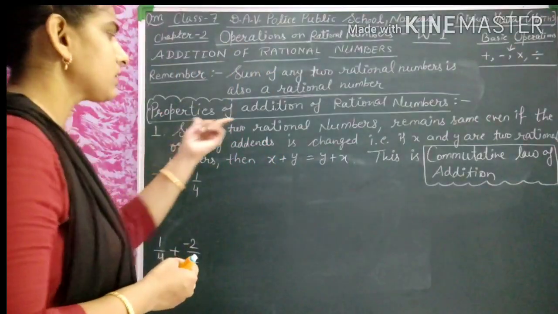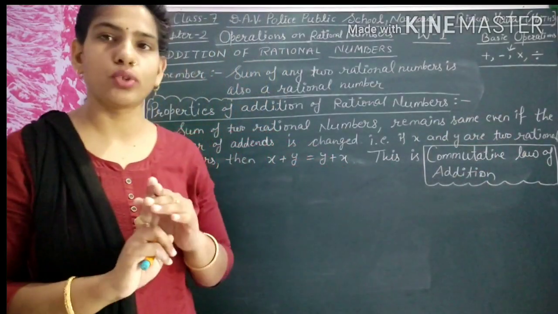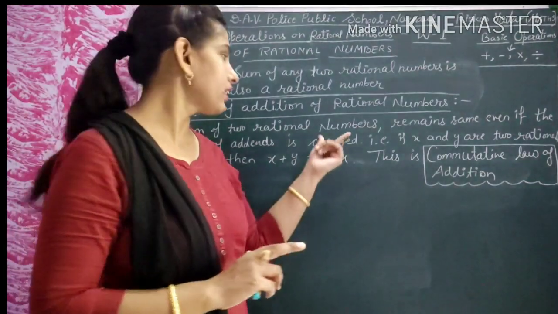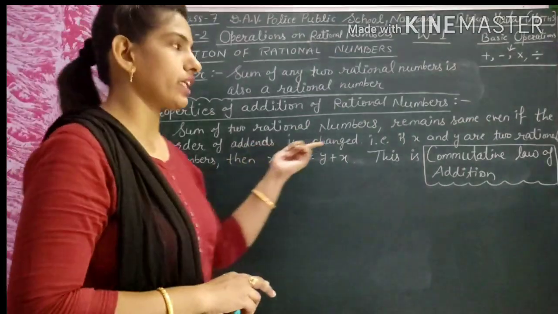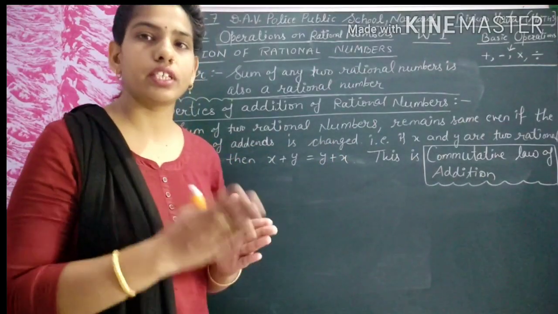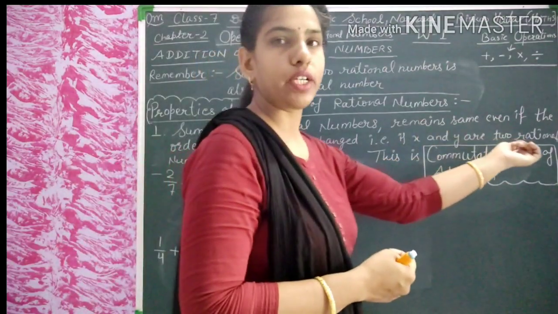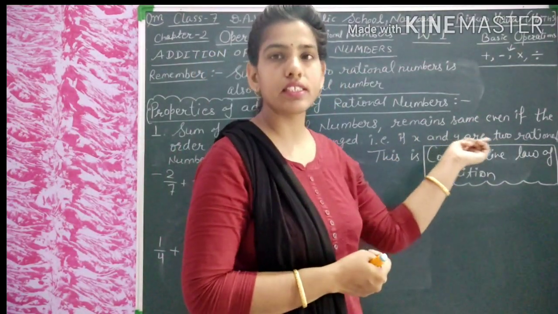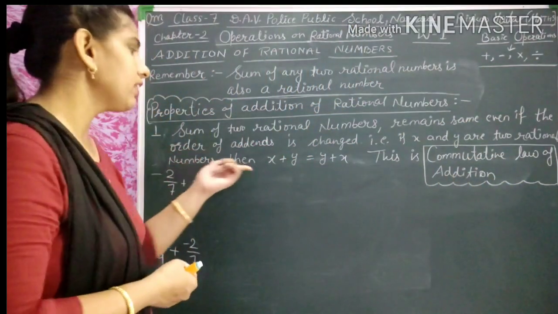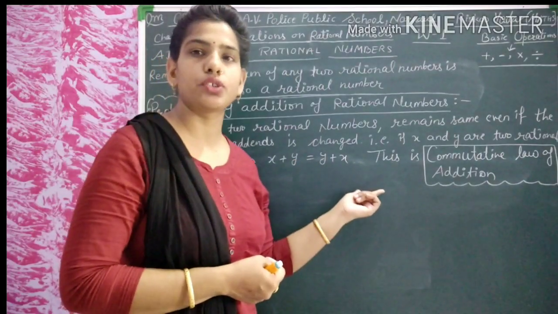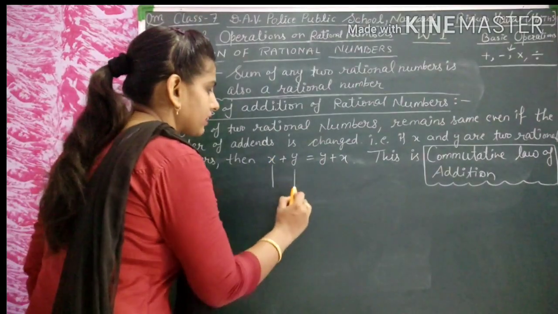The sum of two rational numbers remains the same. If you add two rational numbers, then their answer is the same even if the order of addends is changed. Like this, there are two rational numbers, x and y. Then x plus y is equal to y plus x. We change the addends. These are the addends here.